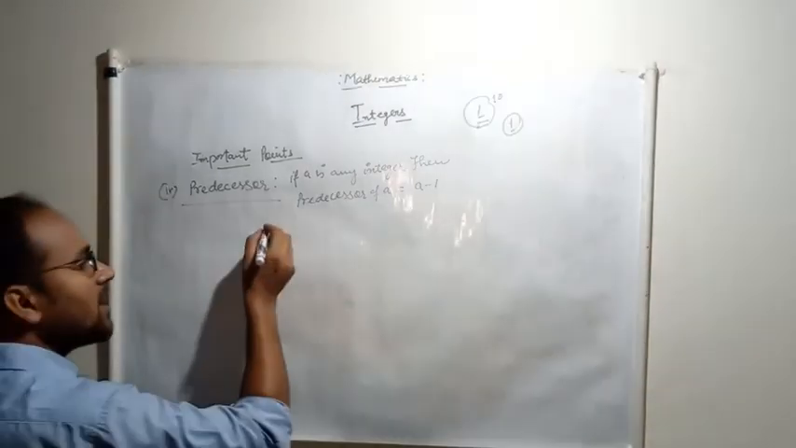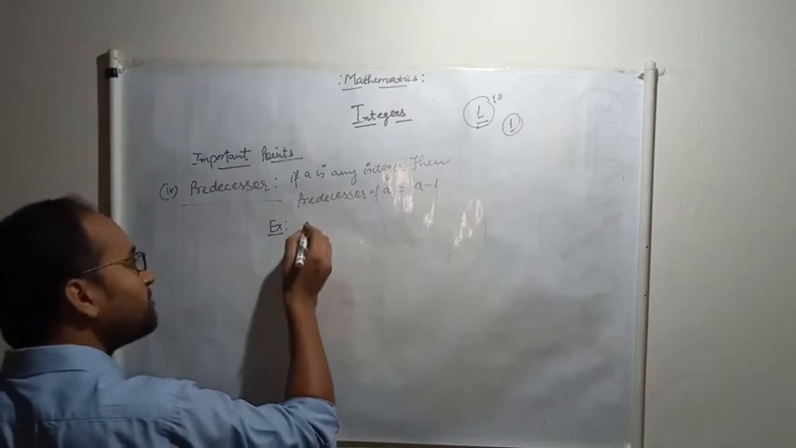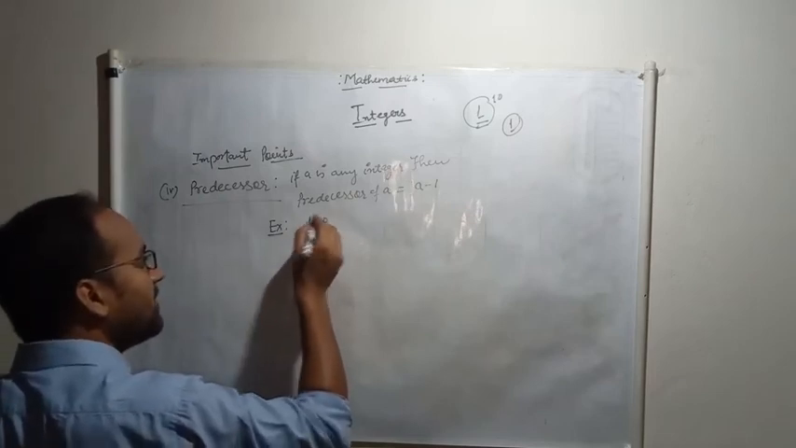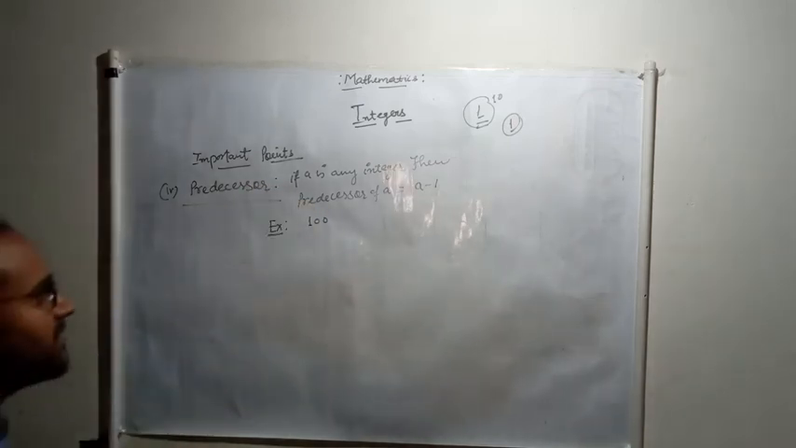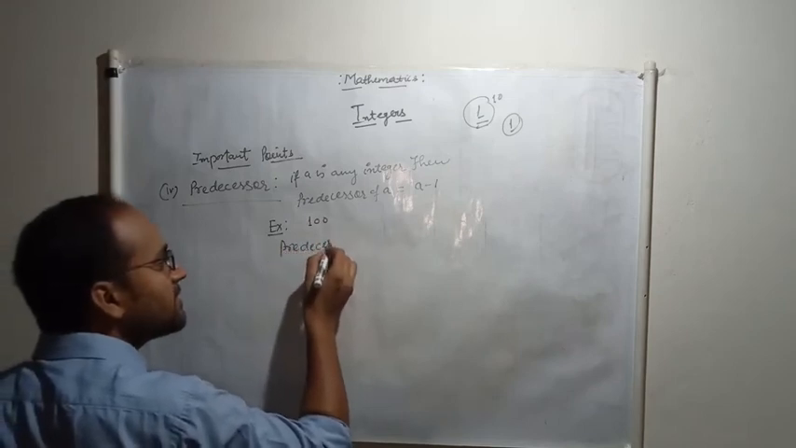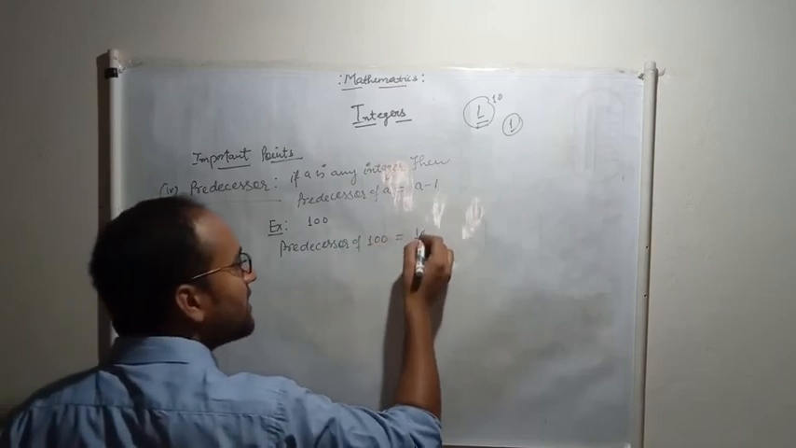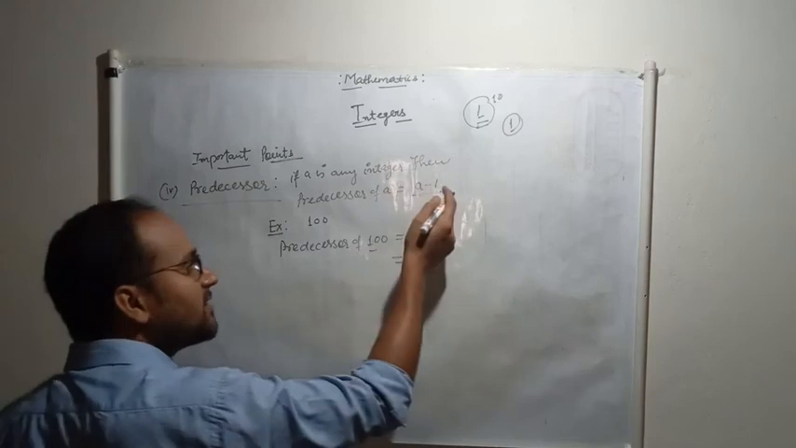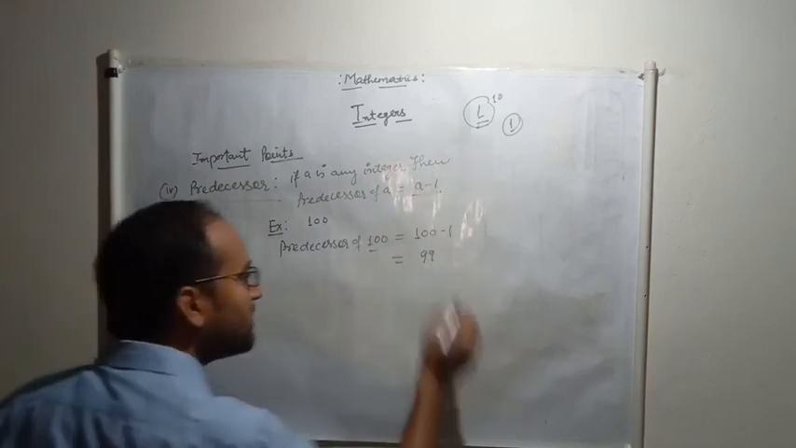So, example, students. Suppose here we have the same example, 100. I have taken one integer, 100. What is the predecessor of this one? The predecessor of 100 is equal to 100 minus 1. If a is an integer, then its predecessor is a minus 1. So 100 minus 1, you get 99.